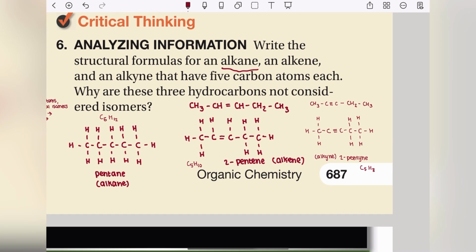Isomers must have the same molecular formulas, but different structural formulas. But in our case, the 3 compounds do not have the same molecular formula, and these double and triple bonds account for the missing hydrogen atoms.